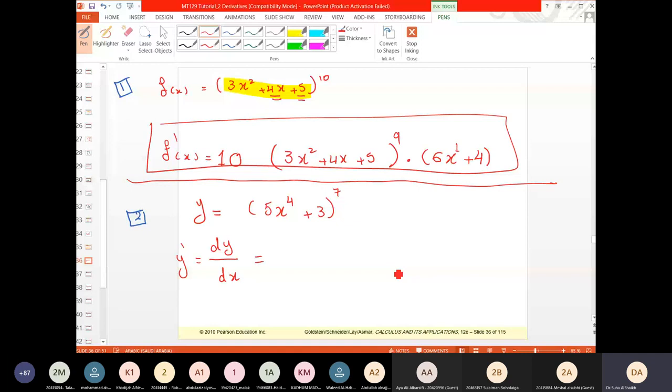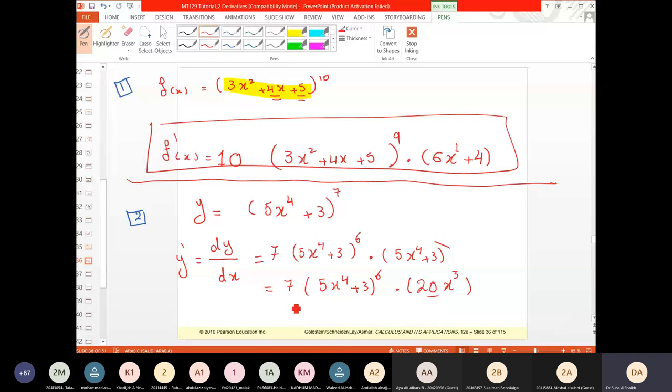So it's the derivative of the bracket multiplied with the derivative of what is inside the bracket: the 7 and the bracket to a power 6. Of course, inside stays as it is, 5x to the power 4 plus 3. Am I done? No. I have to multiply with the derivative of 5x to the power 4 plus 3, the derivative of what is inside the bracket. This equals 7 times (5x^4 plus 3) to the power 6, and the derivative of this one, excellent, is 20 x to the power 3, and that's it.